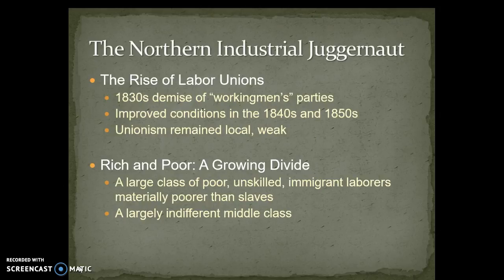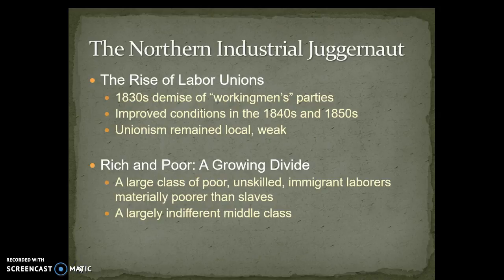The Depression of the late 1830s led to the demise of early working men's political parties and unions. Nonetheless, conditions for skilled workers improved in the 1840s and 1850s. The working day did grow shorter, and most states enacted mechanics' lien laws, and a Massachusetts court established the legality of labor unions in Commonwealth versus Hunt, 1842. Unionism remained local and weak, however, in part because skilled workers looked down on unskilled workers, and few laborers considered themselves part of a permanent working class.